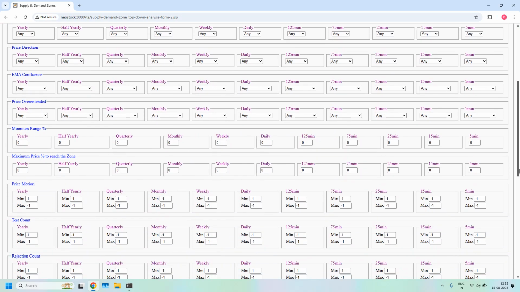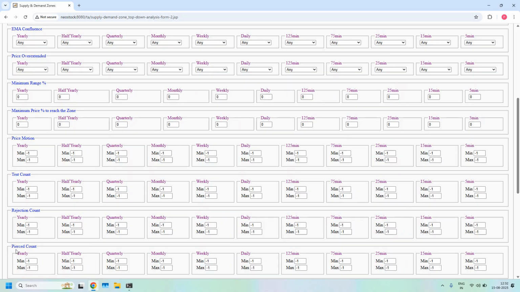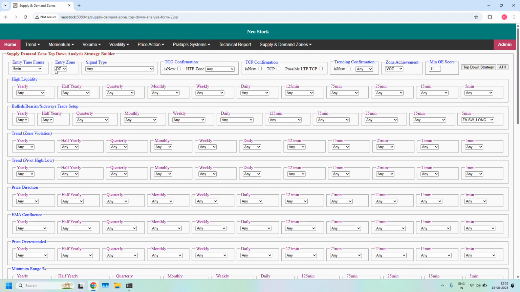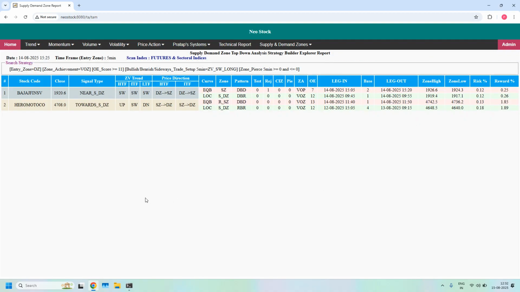So in the pierced count parameter, at 5 minutes entry time frame, I am selecting minimum value 0, maximum value 0. So this 5 minutes filter is applied on the entry time frame 5 minutes demand zone. So let's filter. We got two stocks supporting sideways long trade setup for hourly income trade, and entry time frame zone is 5 minutes demand zone.